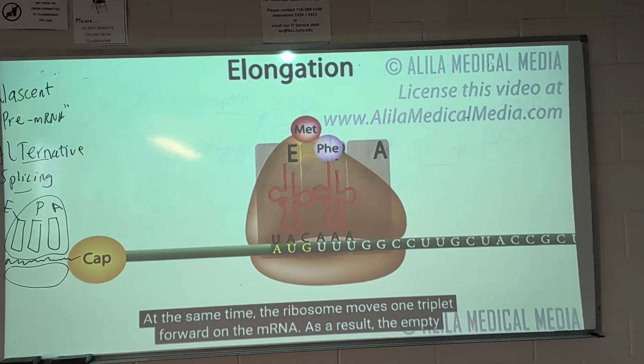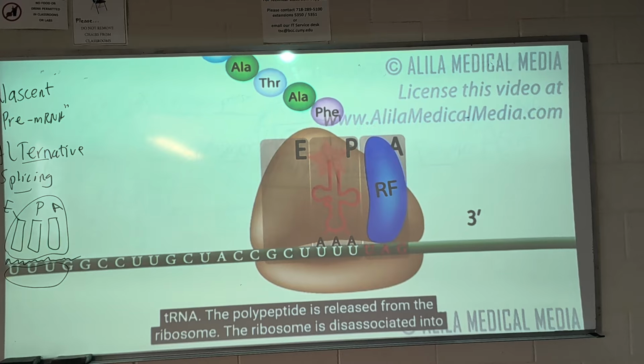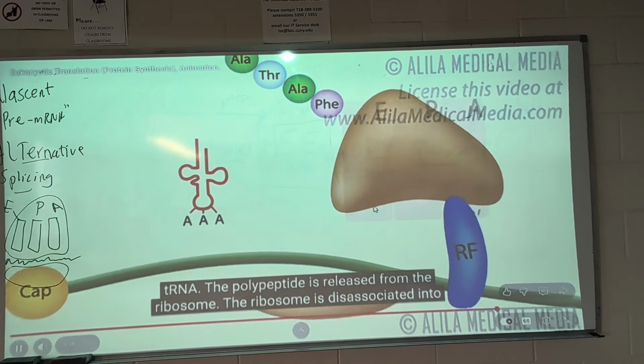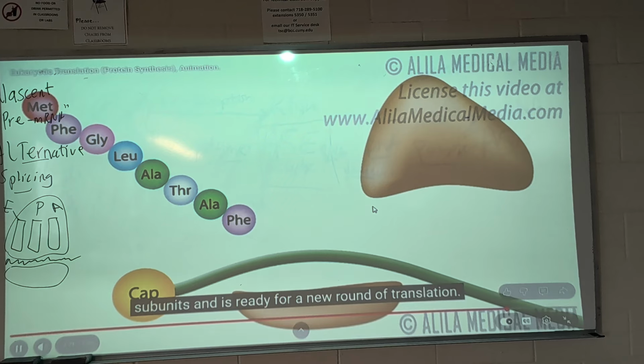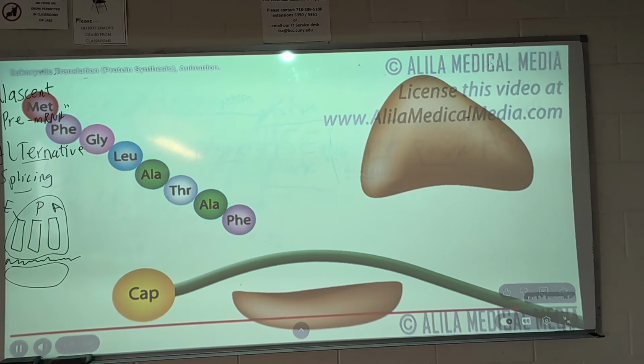Instead, these codons are recognized by a protein, a release factor. Binding of the release factor catalyzes the cleavage of the bond between the polypeptide and the tRNA. The polypeptide is released from the ribosome. The ribosome is disassociated into subunits and is ready for a new round of translation.